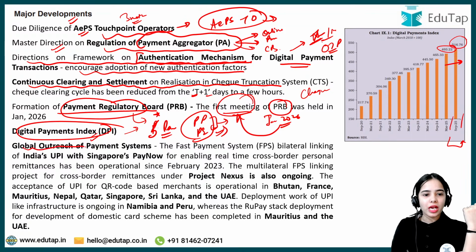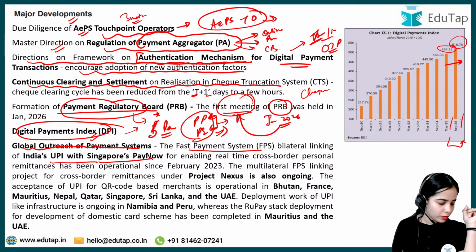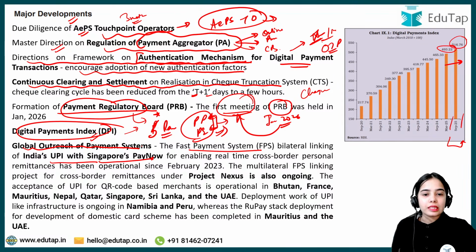Now next is global outreach of payment systems. Do check it once also. Okay. Global outreach of payment systems: the fast payment system bilateral linking of India's UPI with Singapore's PayNow. Yes. So basically, India's UPI was connected with Singapore's PayNow.